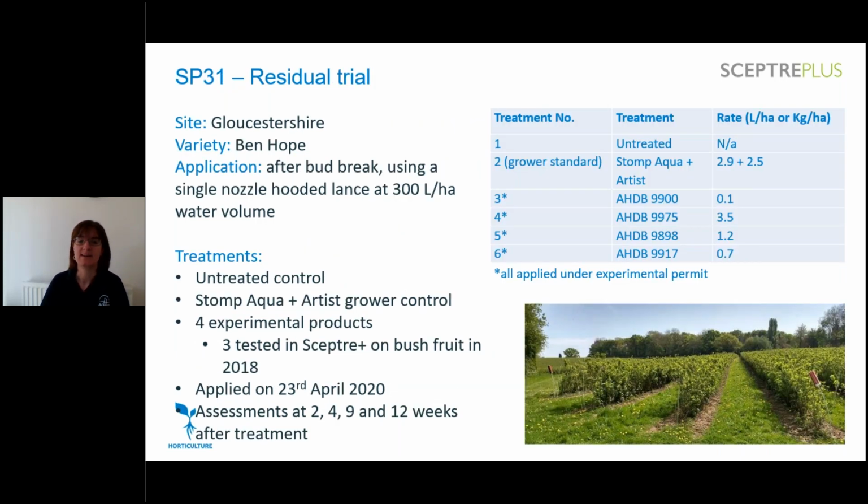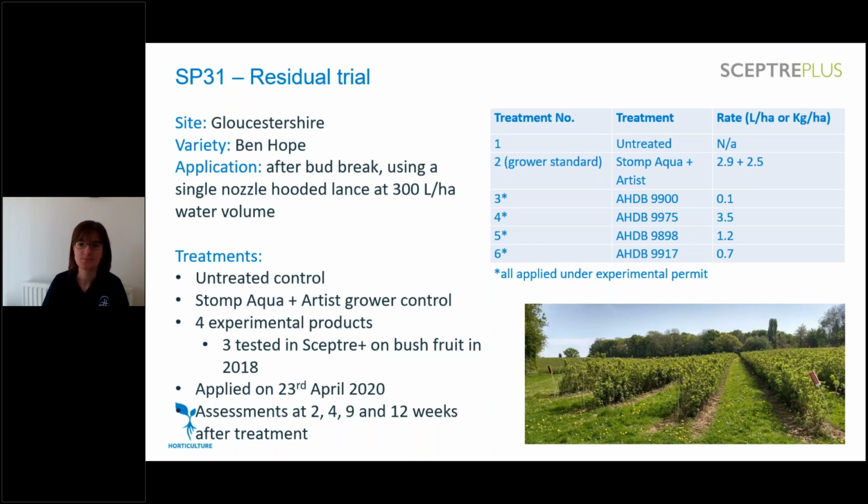So just to give you a bit of an insight into how the trial was carried out. This was also carried out in Gloucestershire on a crop of Ben Hope. And we had just one herbicide application, which was put on after bud break, and to try and minimise the herbicide hitting the crop, that was put on with a single nozzle hooded lance.